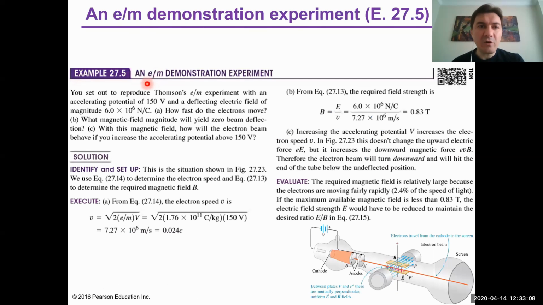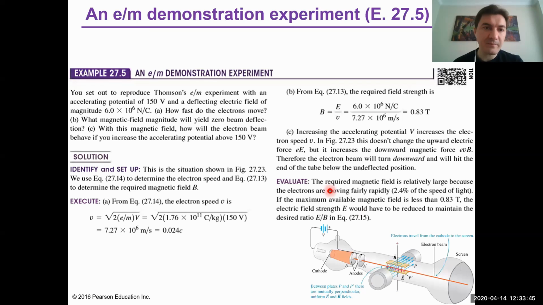So this is an e/m demonstration experiment. Again, Thomson experiment. The mechanism is the same. You set out to reproduce Thomson's e/m experiment with an accelerating potential of 150 volt. We will apply 150 volt here between cathode and anode, okay? And a deflecting electric field of magnitude 6 times 10 to the 6 Newton per coulomb here between the plates. How fast do the electrons move?